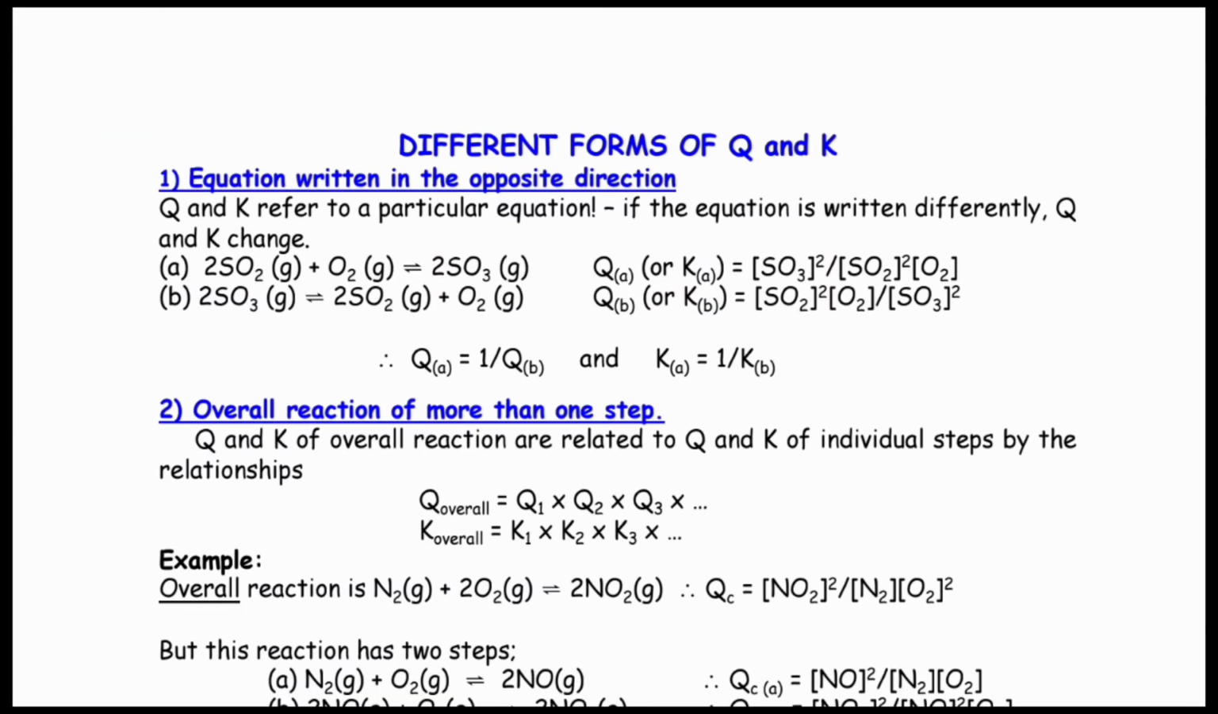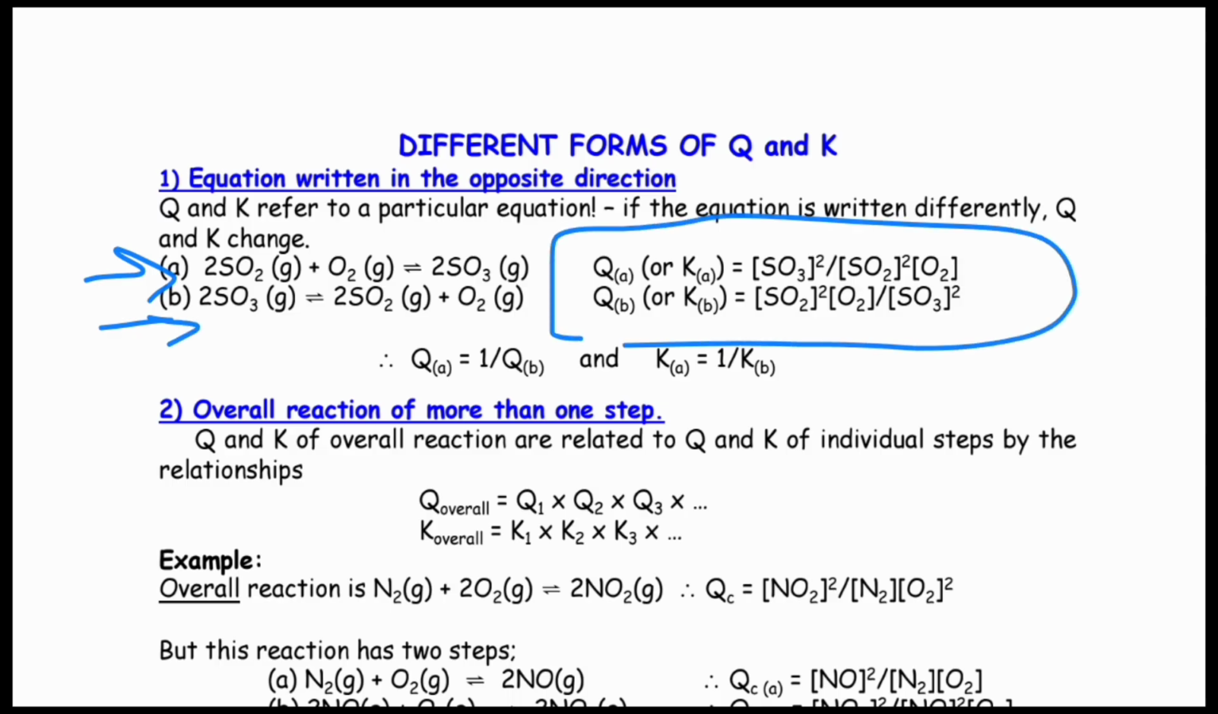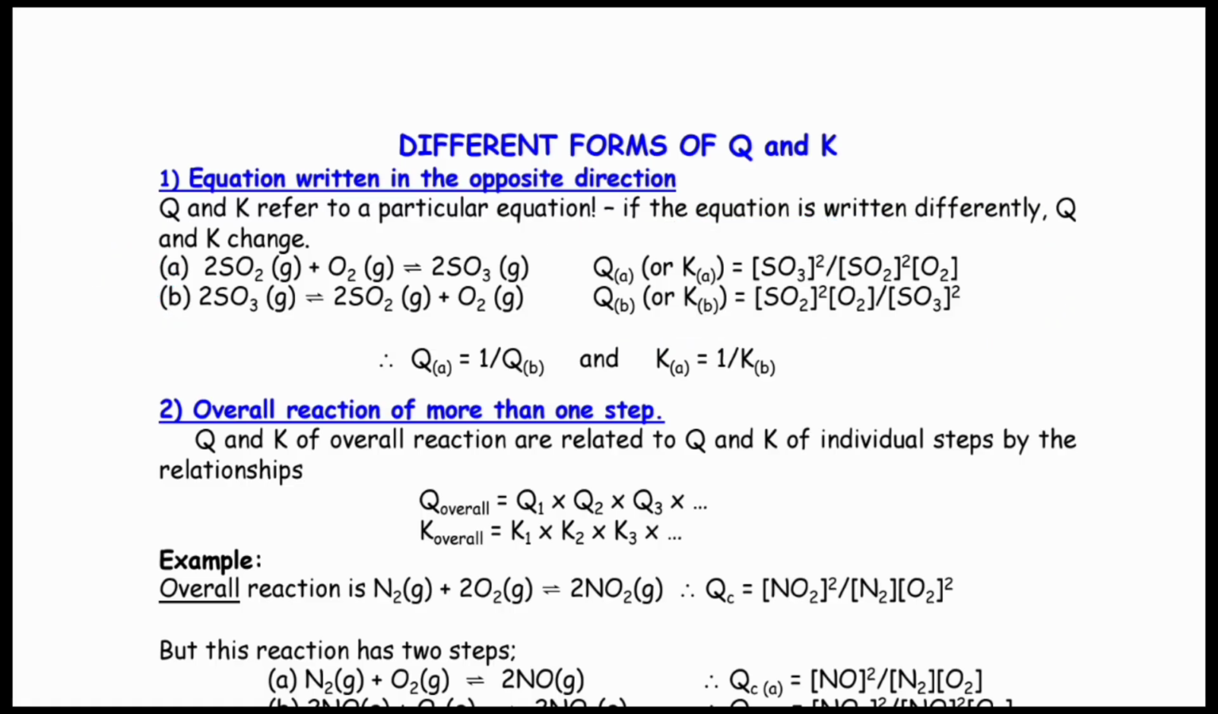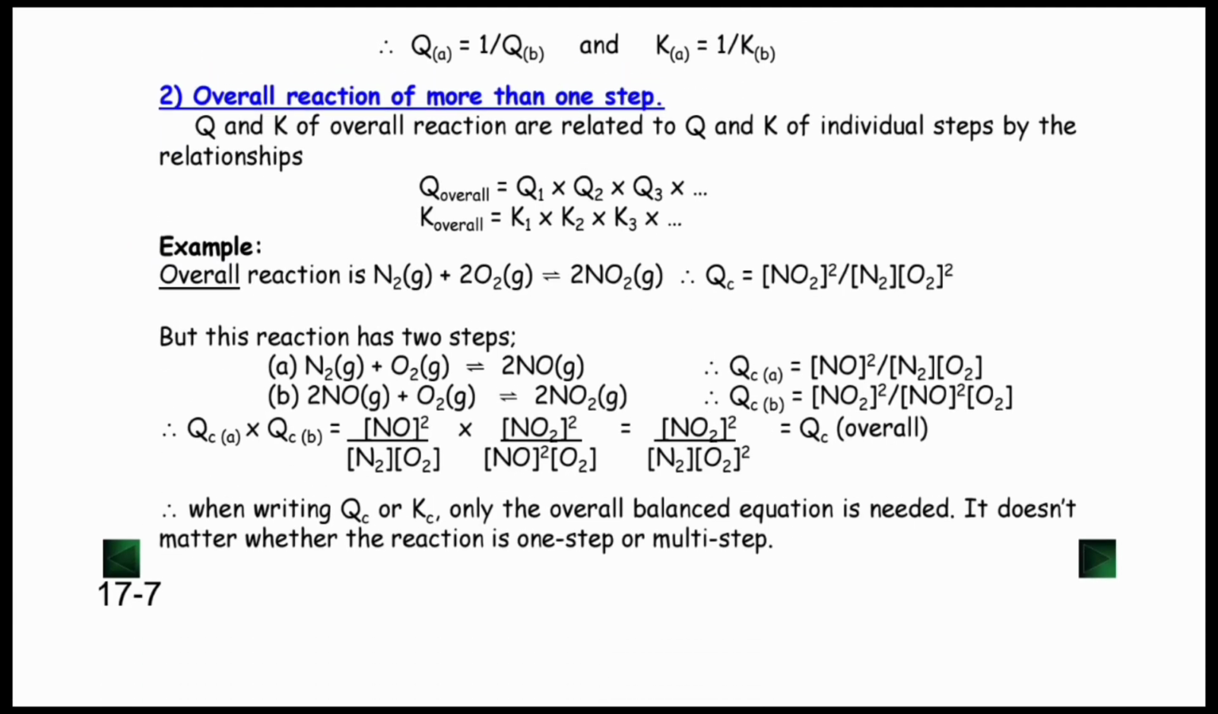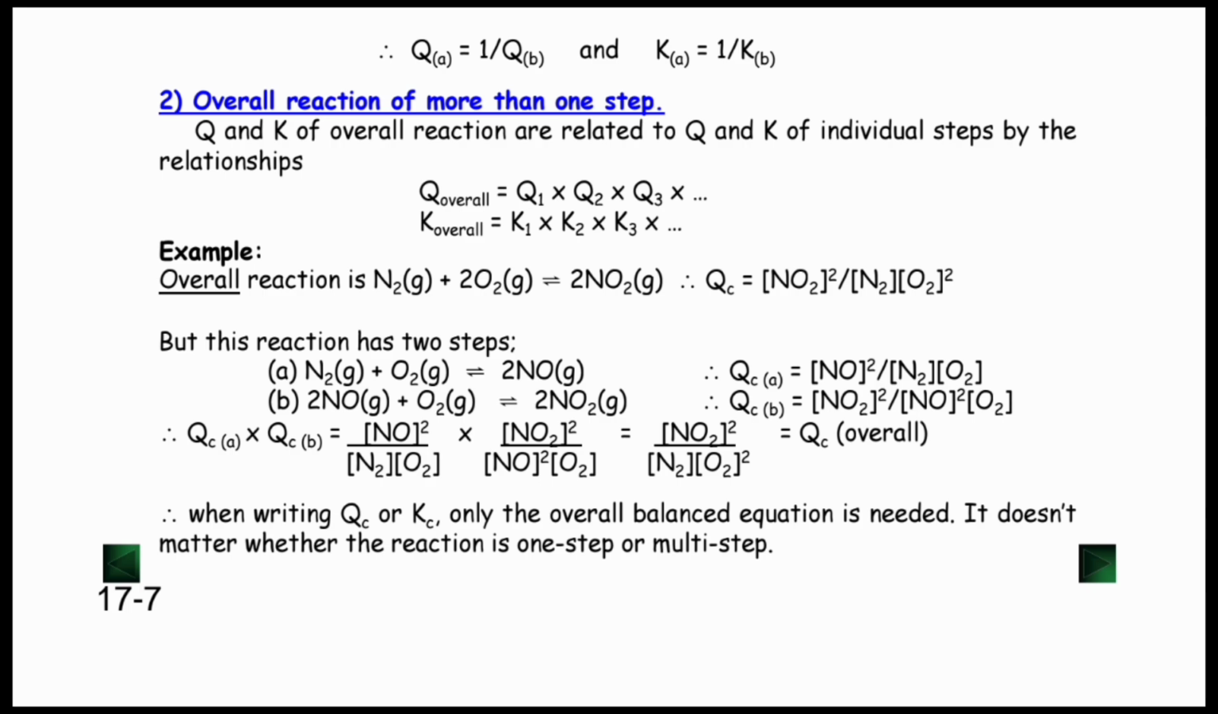Different forms of Q and K. Q and K refer to the particular equation. If the equation is written differently, Q and K change. You can see here are 2 moles of SO2 and here are 2 moles of SO3. So the expression will be different for both. Okay, for more than one step reactions, you use these equations, multiply both of them, then you will get your answer.